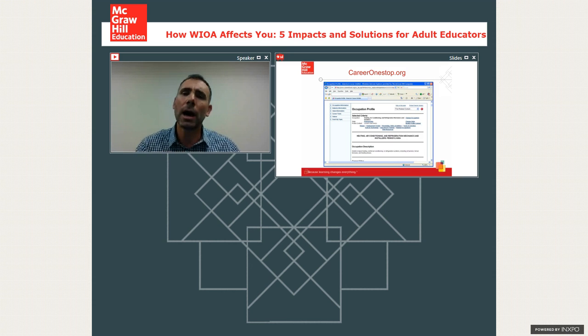Ask your students, such as, well, how would you find out what the wages are for this career in your state? That's one of the tabs here that they can look at and find that information.